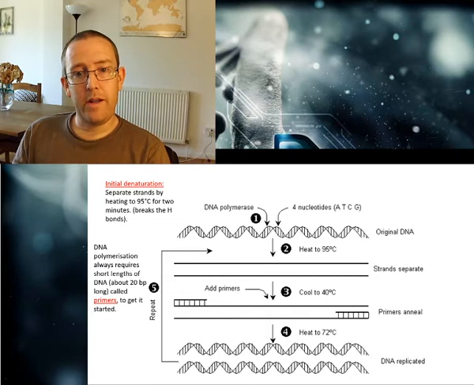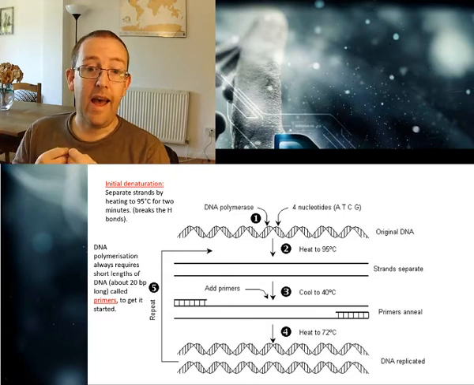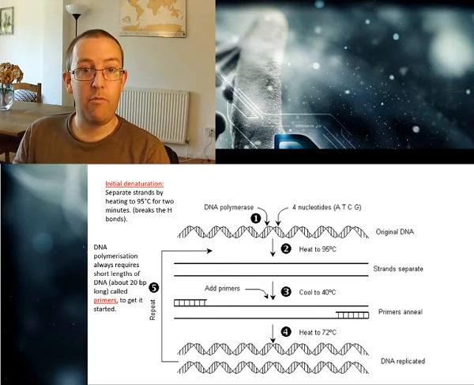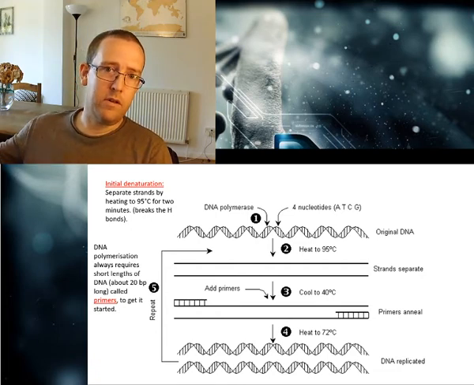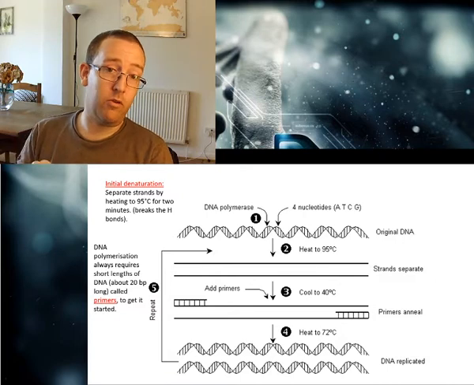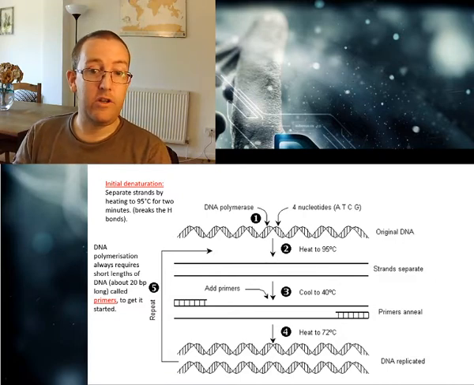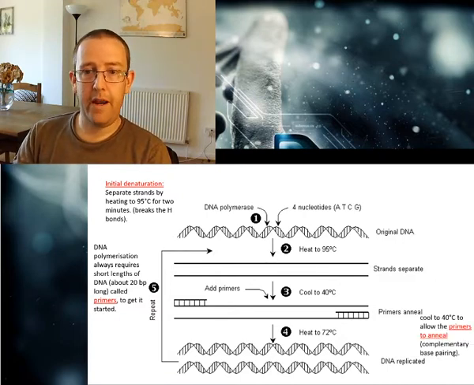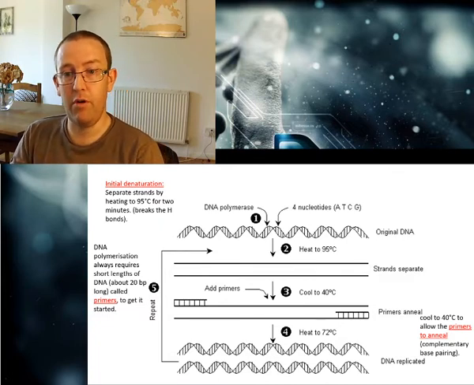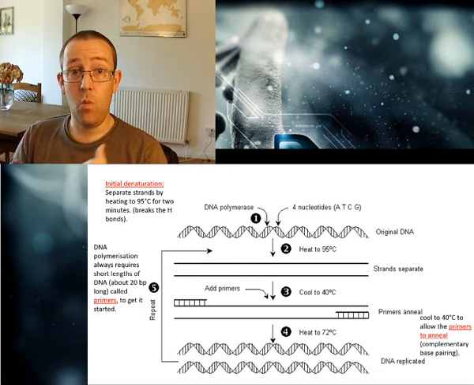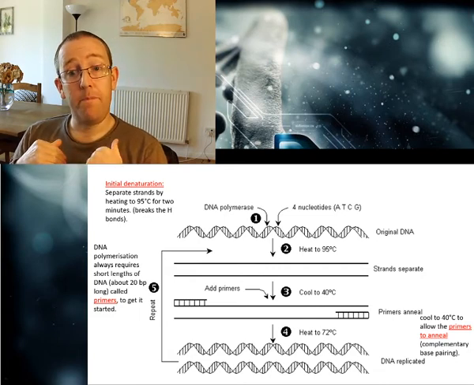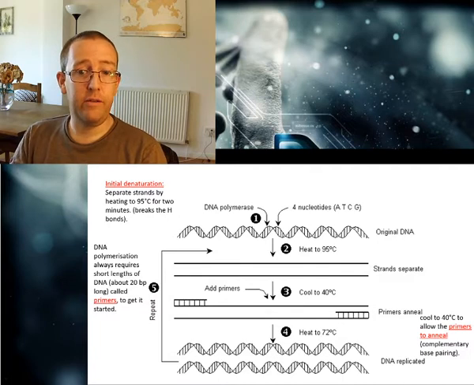So you add the primers, you cool them down to 40 degrees C to let the primers form their hydrogen bonds, and then you heat it up to 72 degrees C, and the DNA polymerase starts to make those phosphodiester bonds, joining those bases on, one after the other, and you get your 2 double helixes from 1. So you cool to 40 degrees to allow the primers to anneal. That's complementary base pairing. Lift it up to 72 degrees, and we'll get to the reason why it's 72 degrees in a moment, and that will manufacture your 2 double helixes from 1.